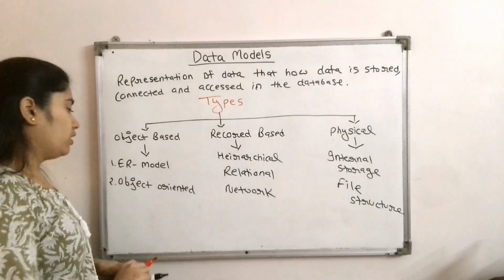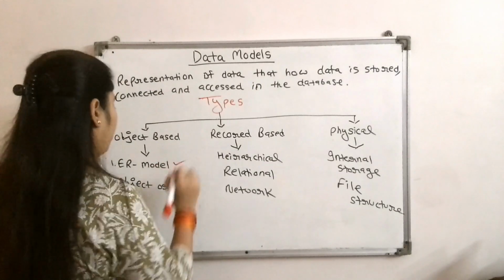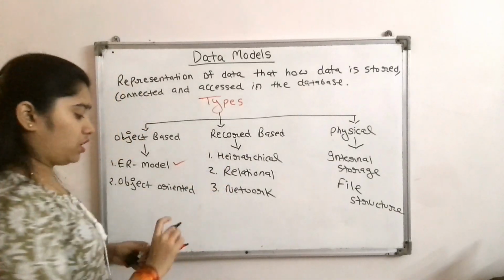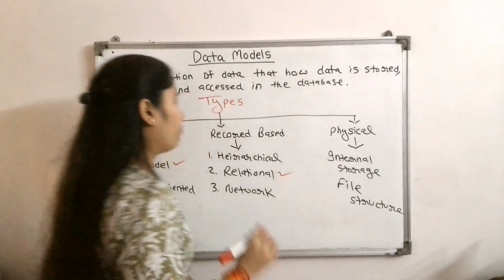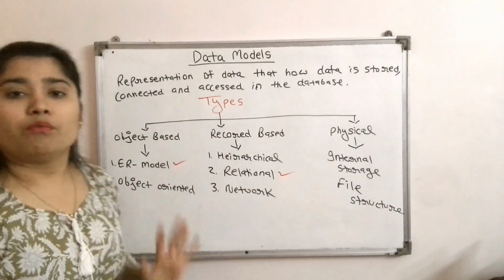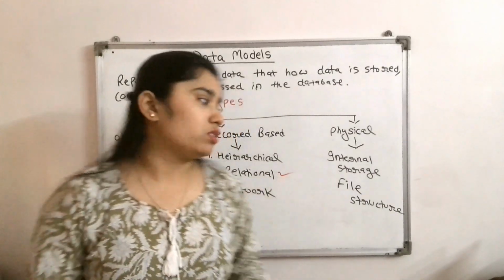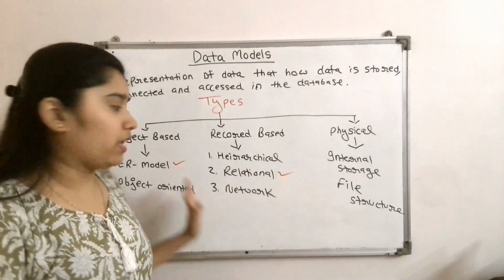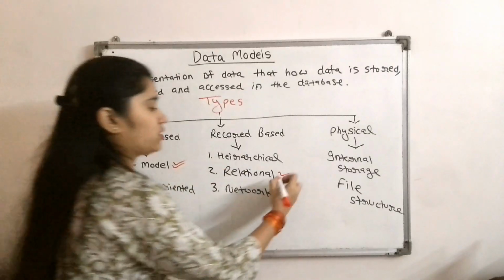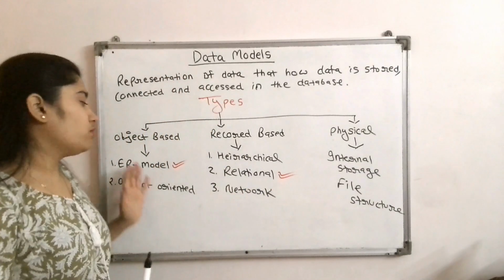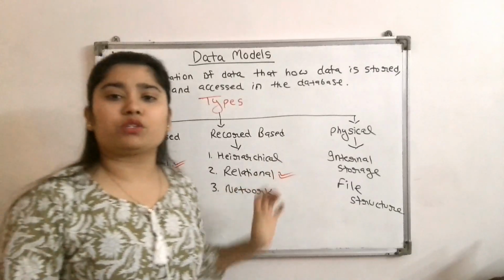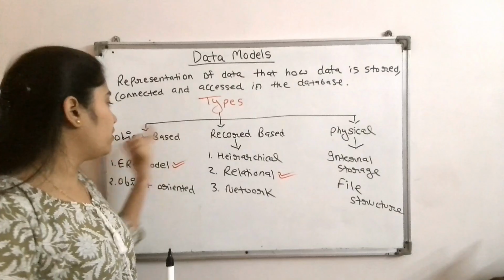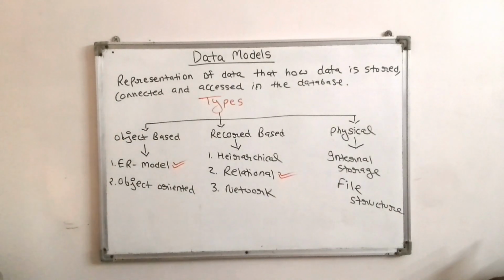And one more thing, see these two models, the ER model and the relational model. These both data models are very important from the exam point of view. The rest are also important, but they are not much asked in exams. These two are mostly asked in your exams, so we will discuss these two in detail and the rest in brief. If you want to write it down or take a screenshot, take it. Then we will discuss first the object based data model.